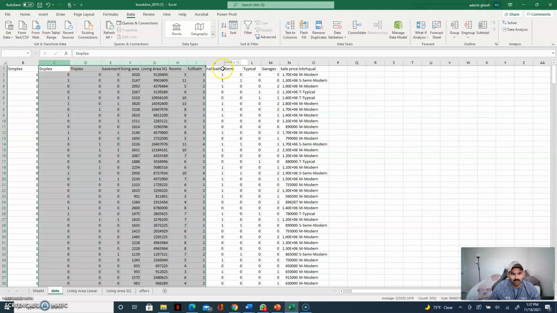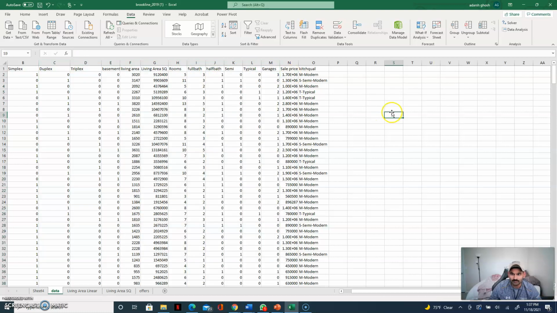And basically, this is going to be my regression here. The duplex variable, basement, triplex, living area, square footage. We're using that because from question 1, we did determine that we should utilize the nonlinear term: rooms, full bath, half bath, semi-quality kitchen, typical, and garages.